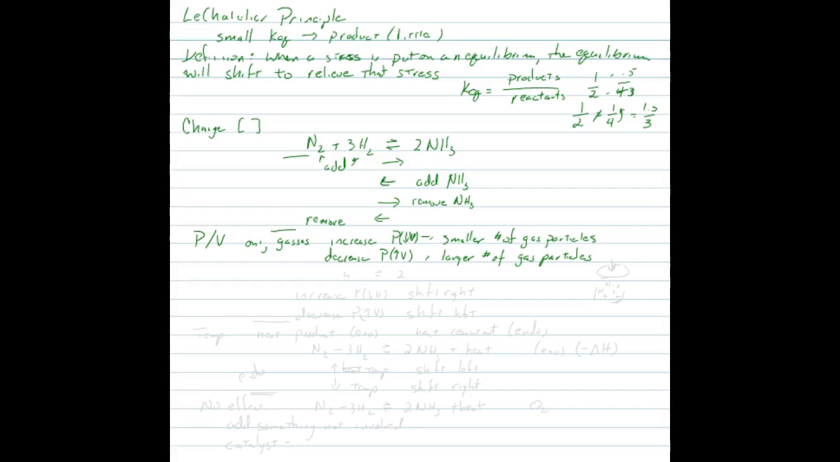So for our example up above, there are 4 gas particles, 1 N2 and 3 H2. On this side there is 2. So if you increase the pressure or decrease the volume, you're going to squeeze it to the side with less things, so it's going to shift right.